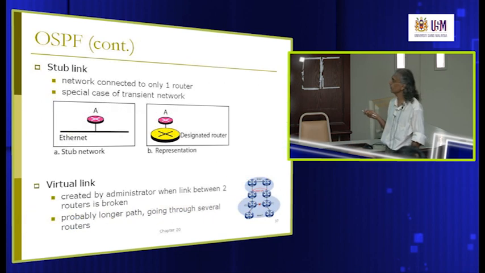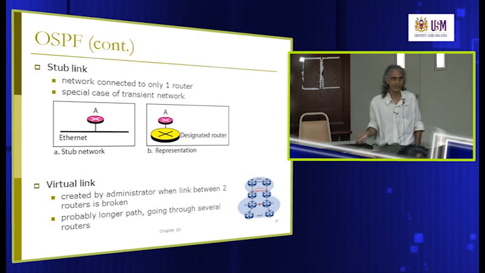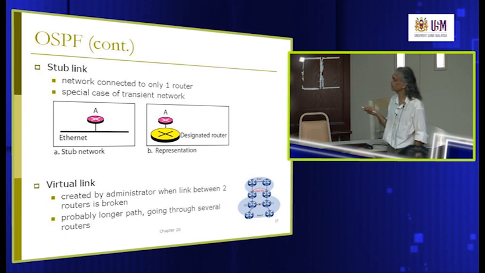The third one is that there's only one router. If there's only one router, you're the boss anyway, so nobody can challenge you. So it's one router connected. This is called a stub link, a special case of transient, with only one router involved. So this router is the designated router.